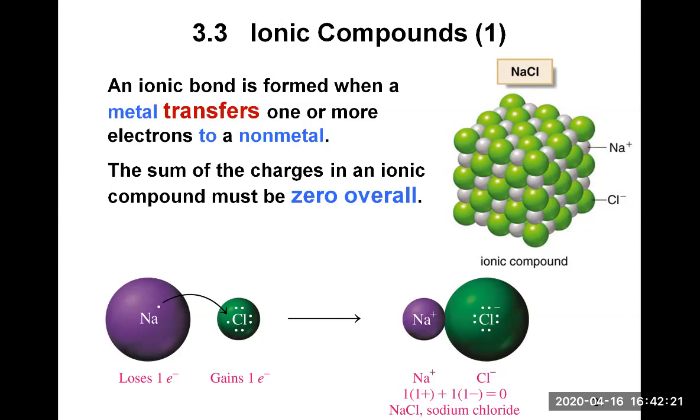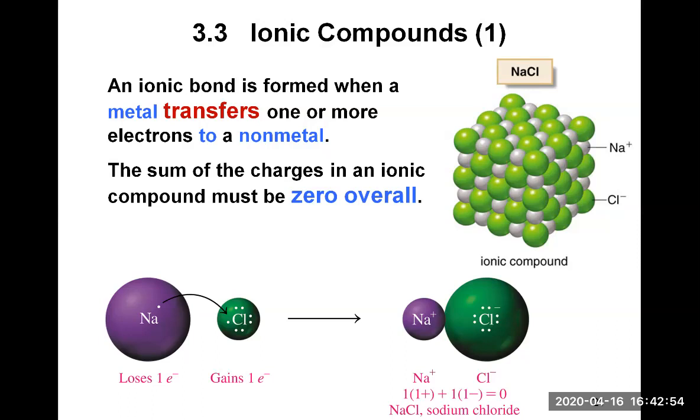So let's look at sodium and chlorine. Sodium is a metal from group 1A, an alkali metal that has only one valence electron. Sodium likes to lose that valence electron. And if there is a chlorine around, chlorine is a non-metal from group 7A. It's a halogen that has 7 valence electrons. And chlorine likes to gain an electron to get 8 valence electrons around it.